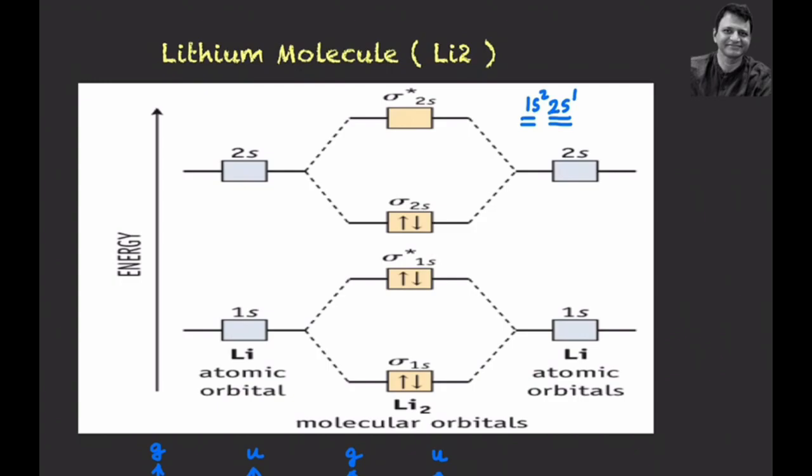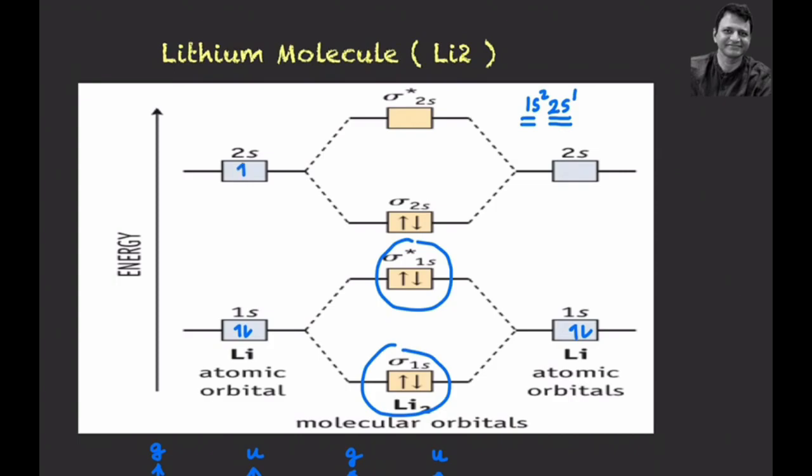So if we see the overall energy of the molecular orbitals formed due to linear combination of atomic orbitals, lithium 1s is completely filled. So that's why the sigma 1s and sigma star 1s molecular orbitals are completely filled, and they are going to cancel out each other. So there is no contribution of 1s in the bond order of the molecule.